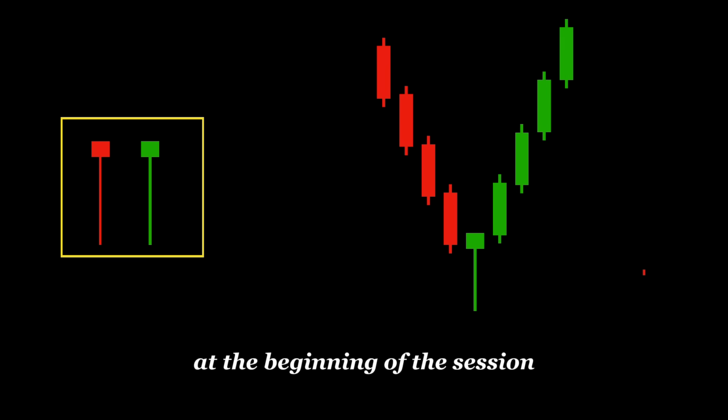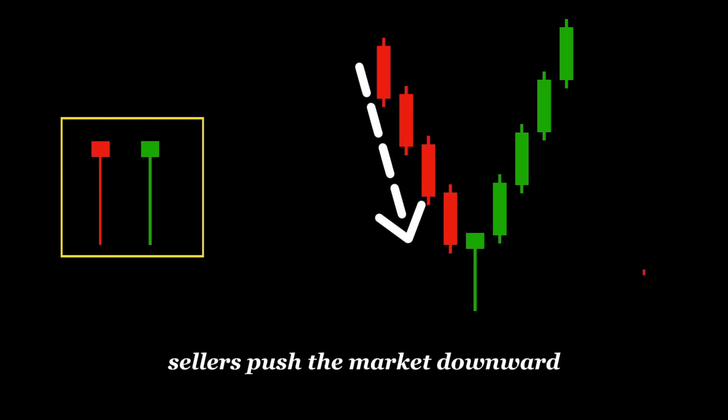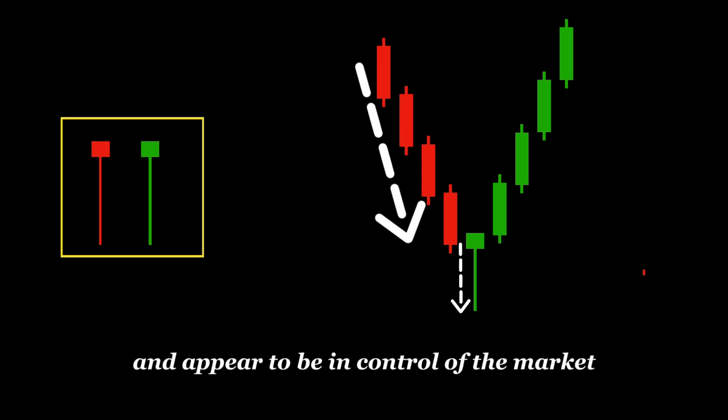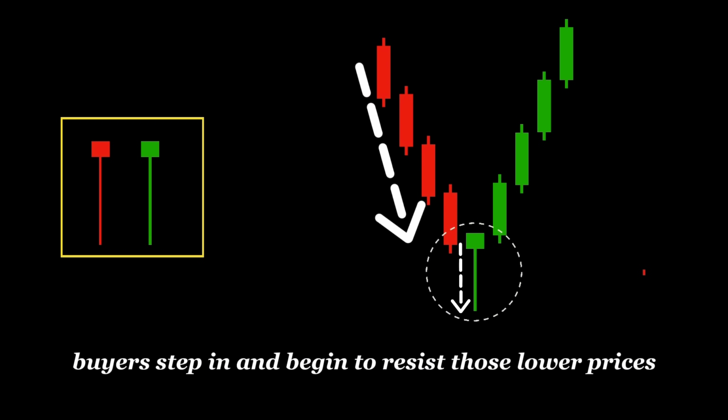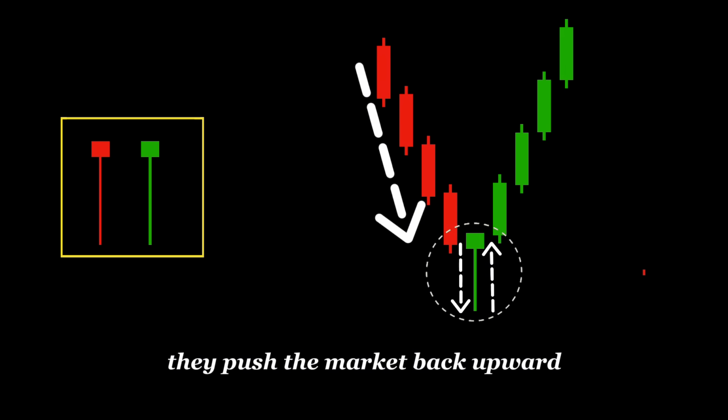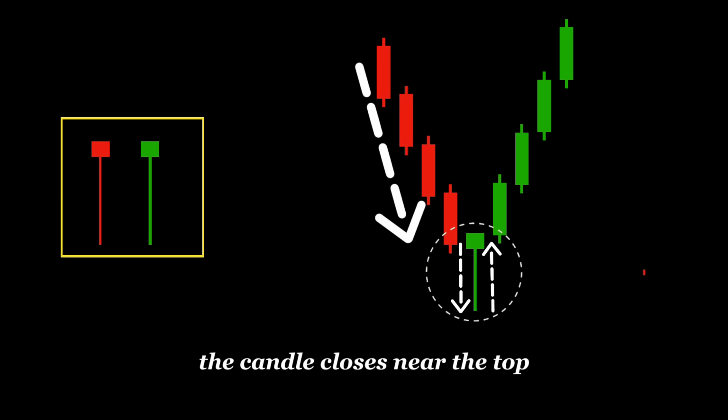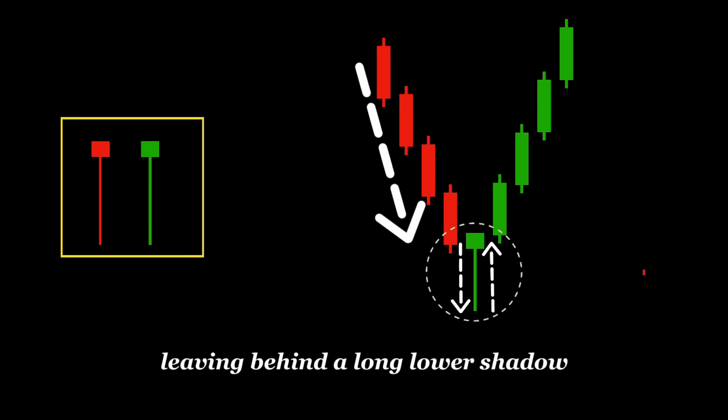At the beginning of the session, sellers push the market downward. They manage to move the price lower and appear to be in control of the market. But then something important happens. Buyers step in and begin to resist those lower prices. They push the market back upward, rejecting the move created by sellers. By the end of the trading session, the candle closes near the top, leaving behind a long lower shadow.